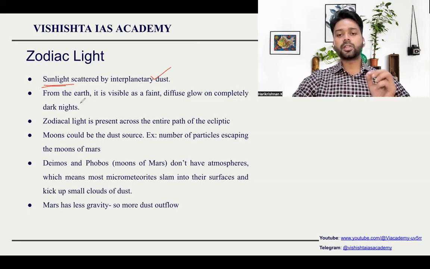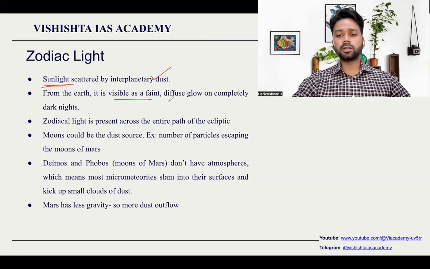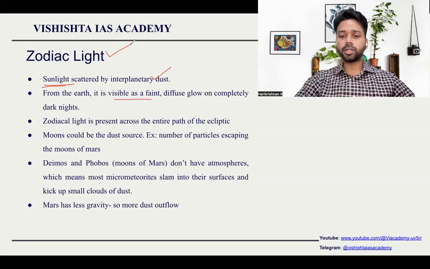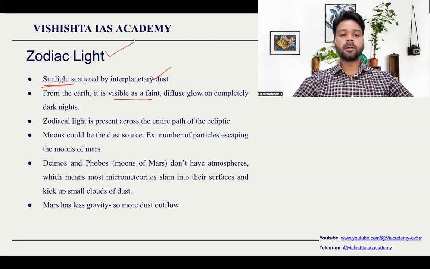From earth, even with your naked eye, it is visible as a faint diffuse glow in a dark night. This is called zodiac light. We need to know the science behind it, and why this is happening. Why this article is important is because whenever we are sending a space observatory mission, there is a huge chance it gets affected by the dust particles.